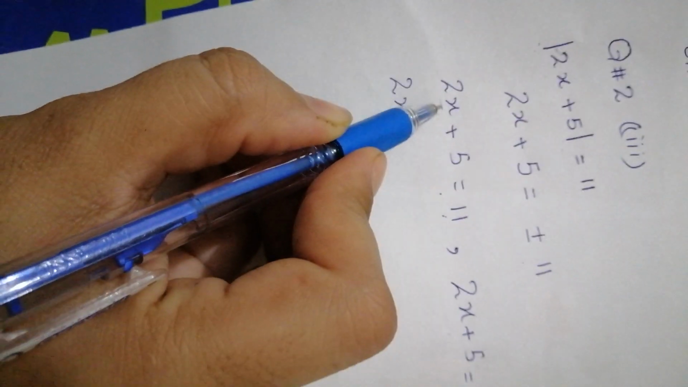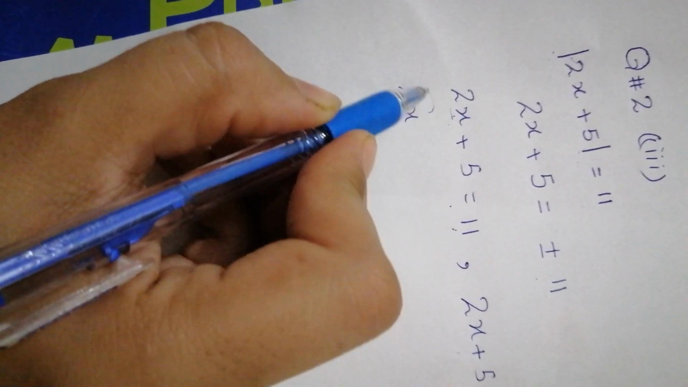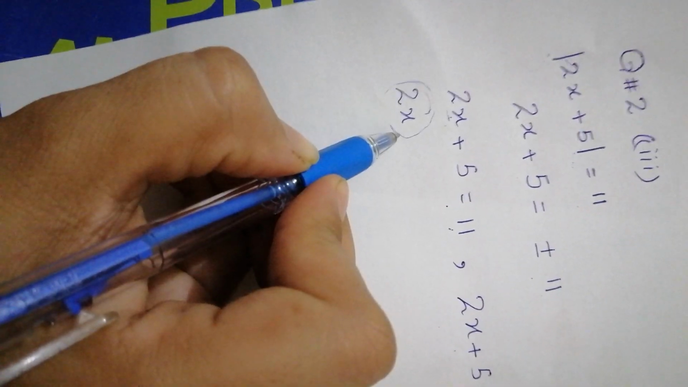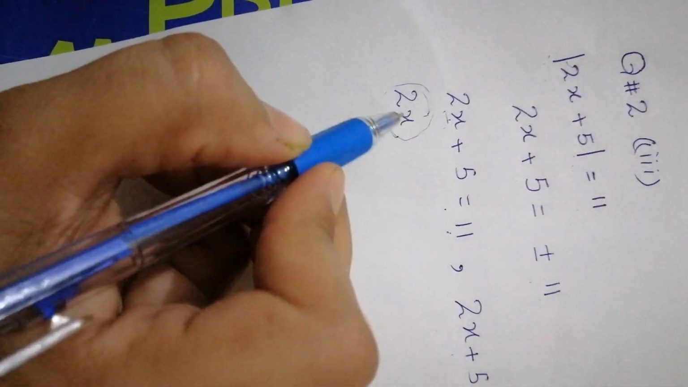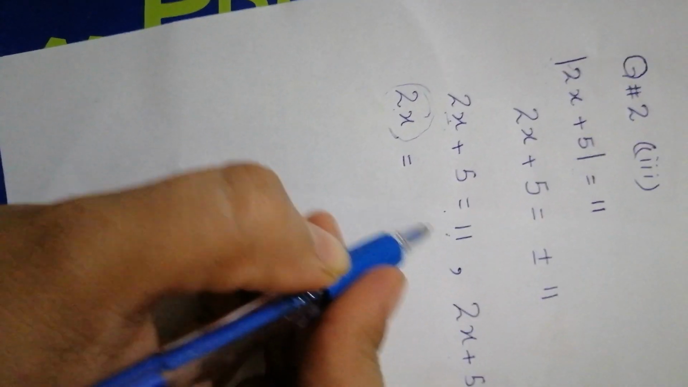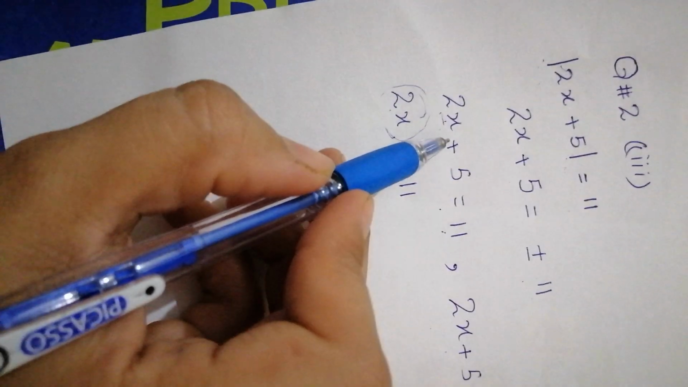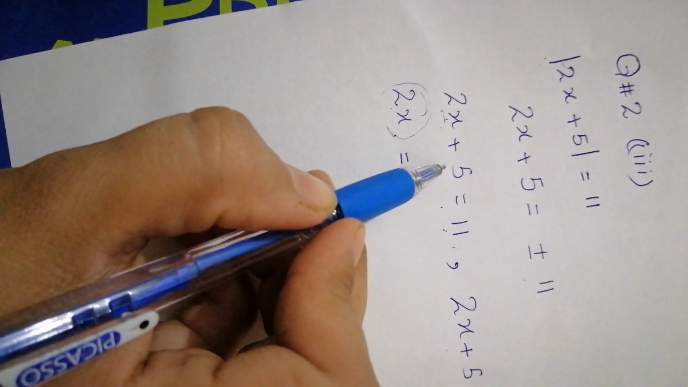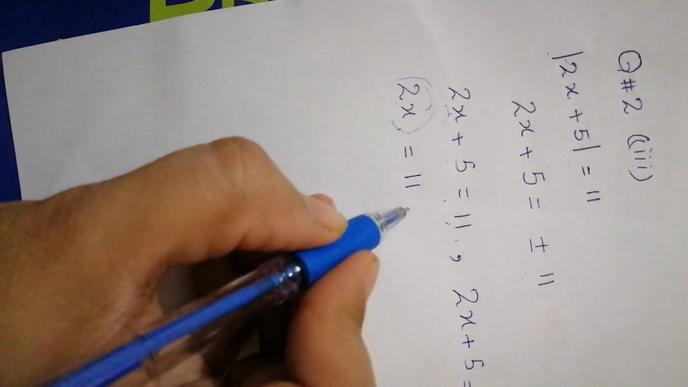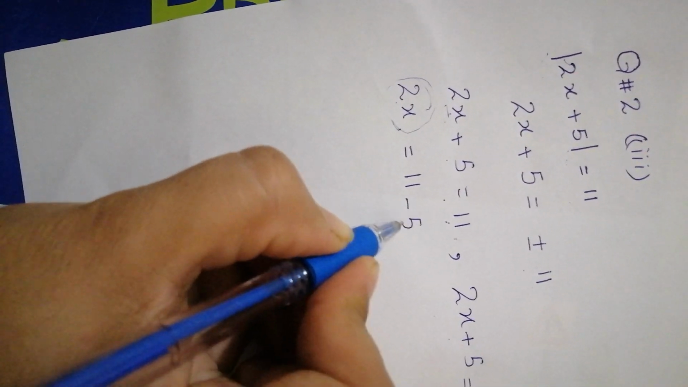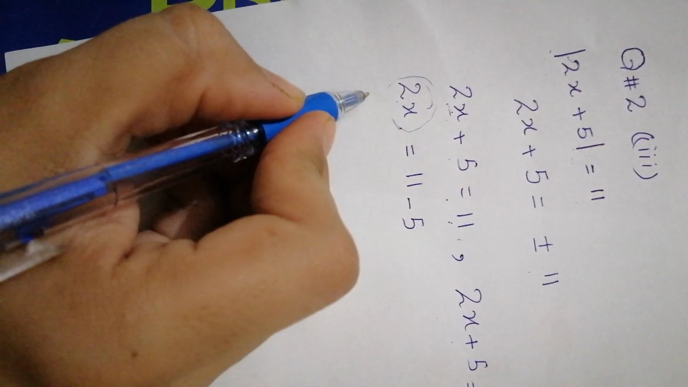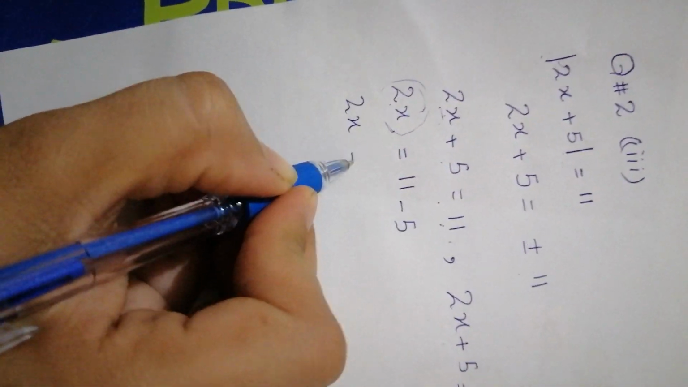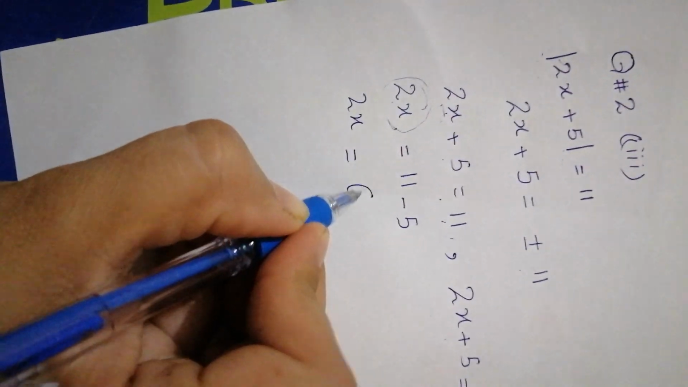2x, you need to take out the value of x. So this term which involve x, we will isolate this term. 2x is equal to 11. How we isolate this? Plus 5 will be shifted to the other side of the equation. When a positive number shift to the other side of the equation, it will become negative. So 2x is equal to 11 minus 5, that is 6.